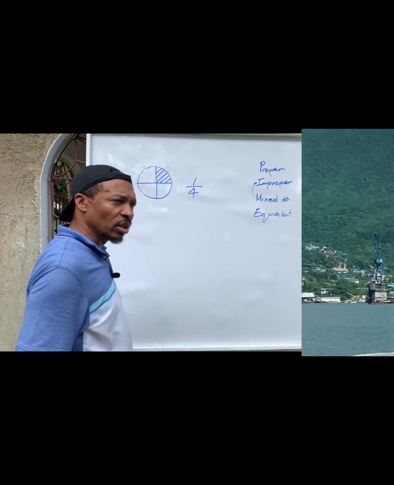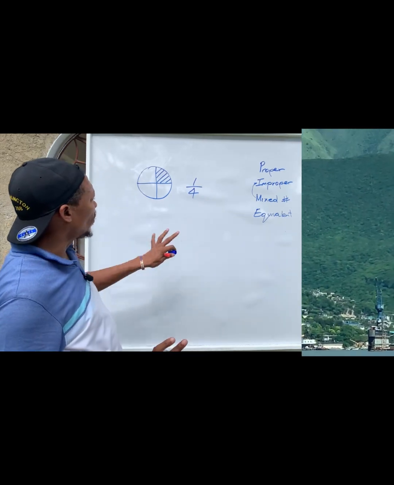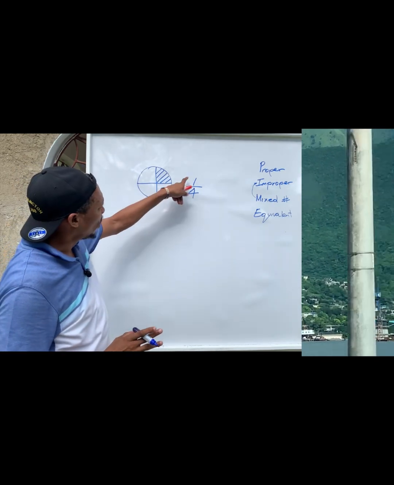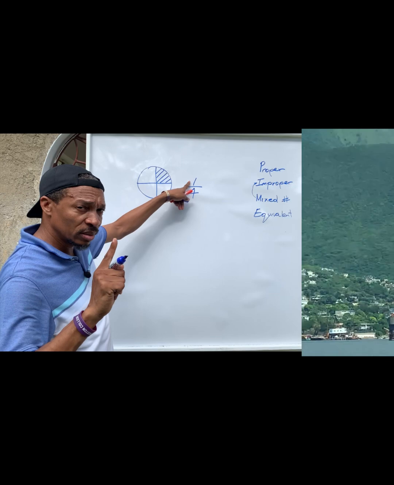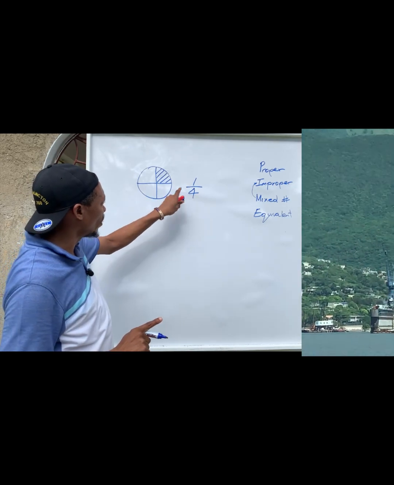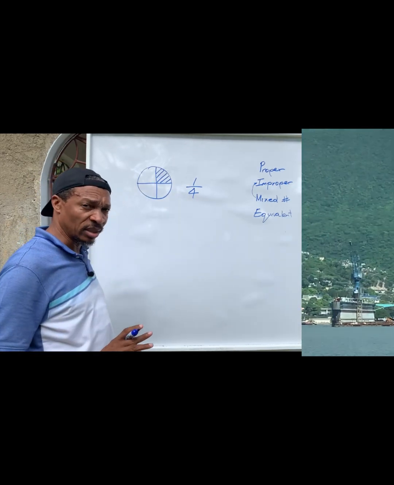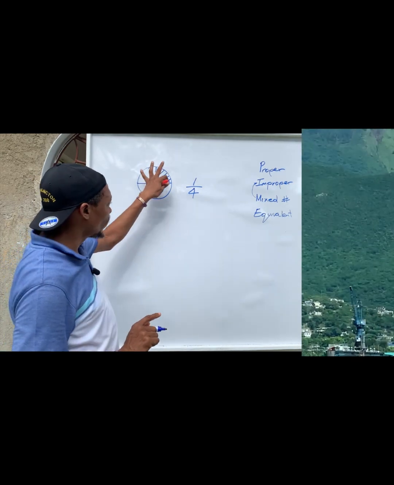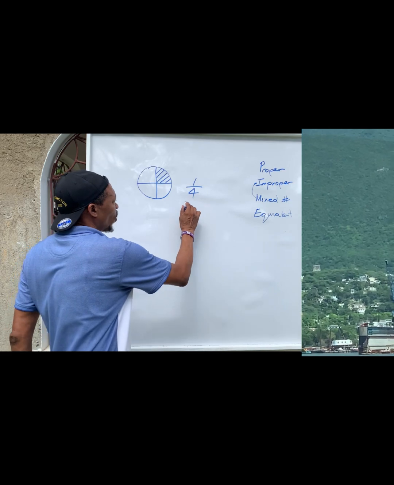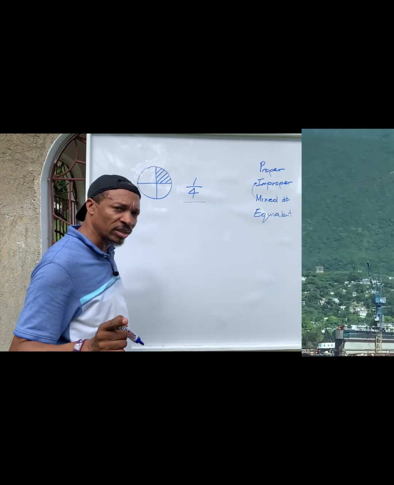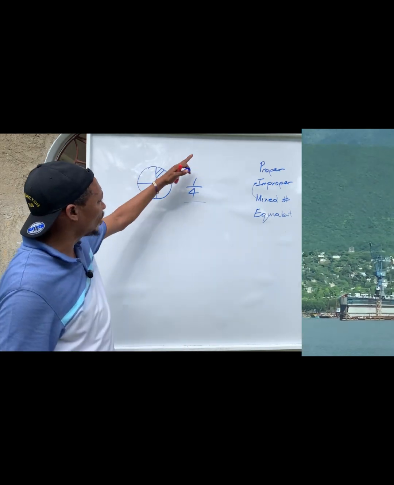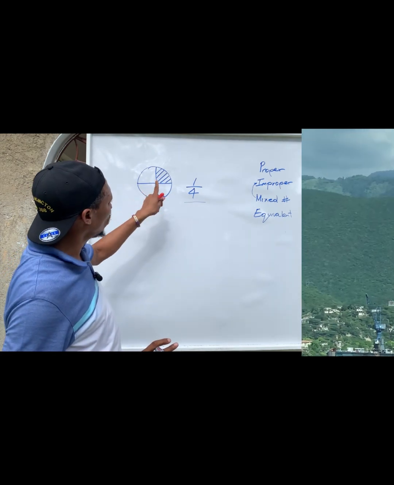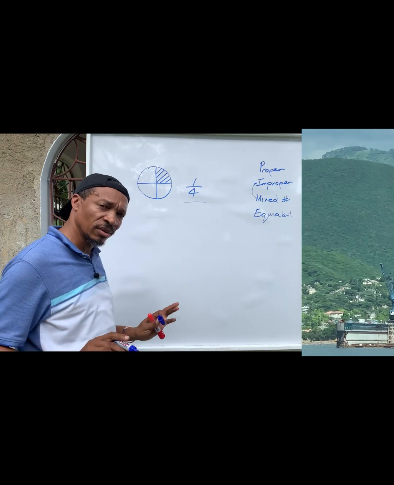So if I were to ask you, what section of this pie has been shaded? You would say you shaded 1 out of the entire 4 sections. So you'd have shaded only a quarter of this pie. So this is what we call the fraction of this pie. This is the part of the whole. And the part is 1 out of the total, which is the 4.